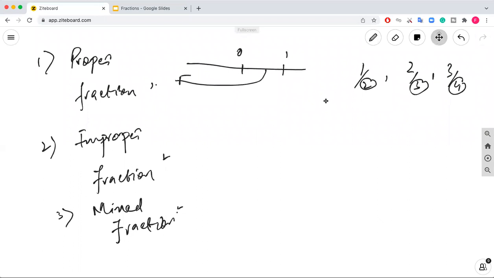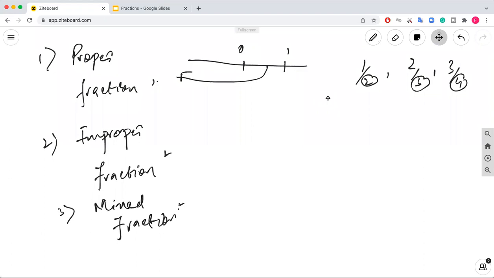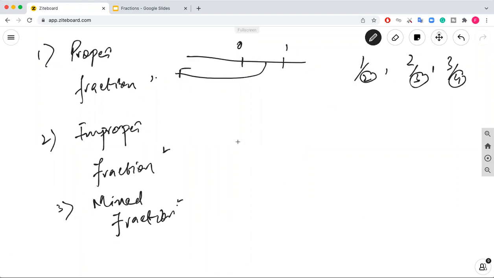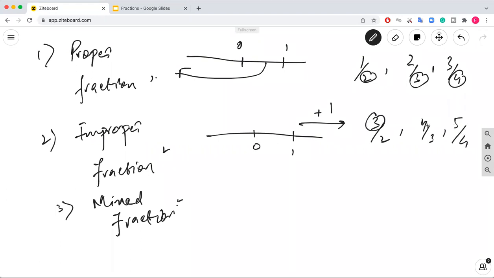All you need to know is the definition. The GRE doesn't especially ask whether these are proper fractions or improper fractions. I'm just giving an idea about fractions. For an improper fraction, we have a value greater than 1, right? For example, we have 3/2, 4/3, 5/4, right? In these cases, our numerator is greater than the denominator. So this is the improper fraction.